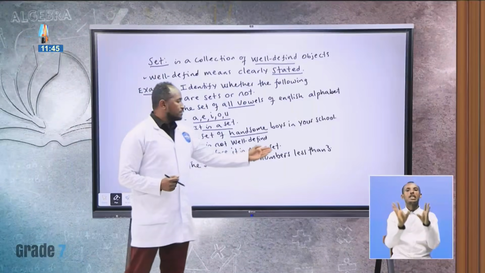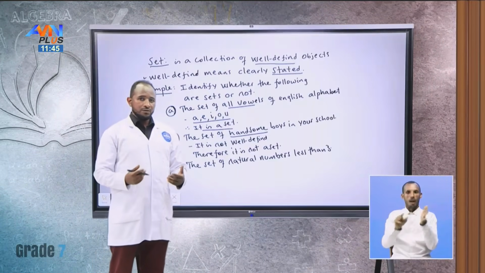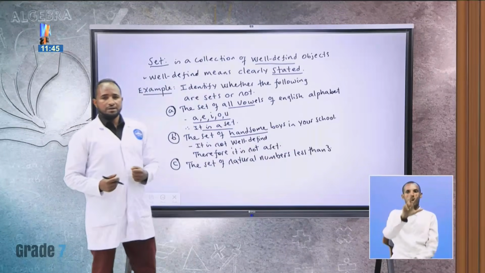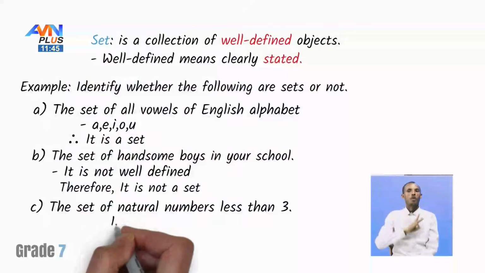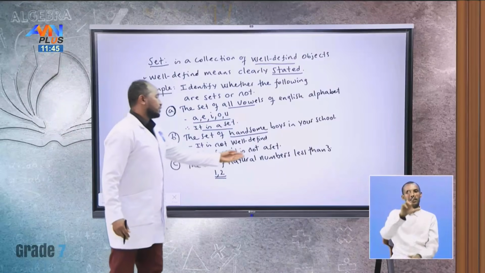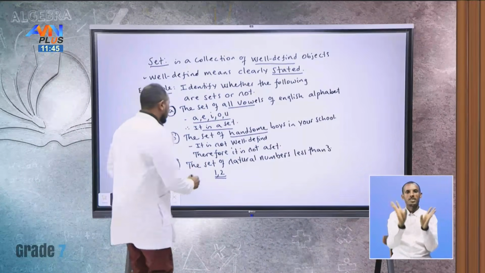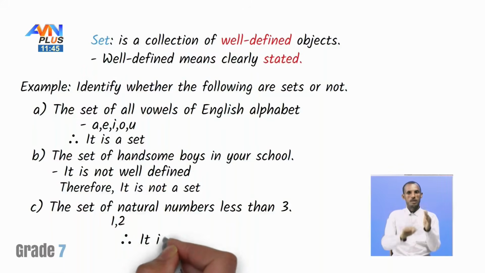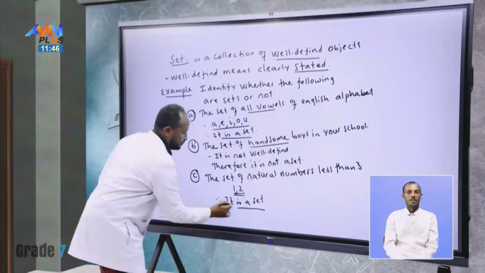The set of natural numbers less than 3, the object is clearly stated. We can list the natural numbers less than 3. These are 1 and 2. Since it is clearly stated, it is a set. Therefore, the set of natural numbers less than 3 is a set.